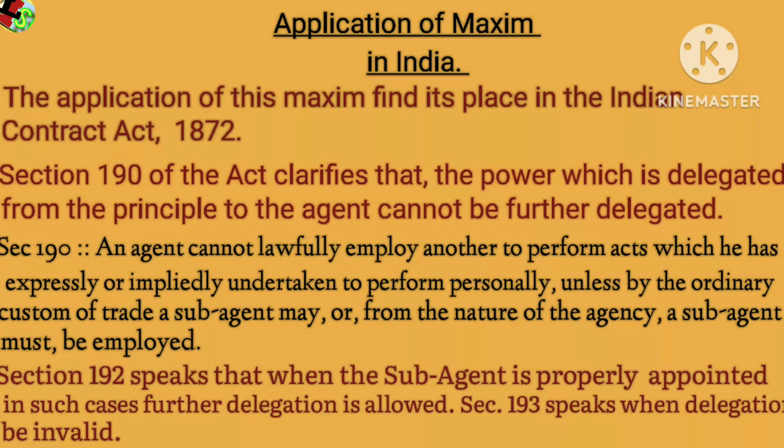Application in Indian law. The application of this maxim is rooted in section 190 of the Indian Contract Act 1872. The said section clarifies that the power which is delegated to the agent from the principal cannot be further delegated. Section 192 of the said Act explains that when the sub-agent is properly appointed, further delegation is valid, and in section 193, when the sub-agent is not properly appointed, such further delegation is invalid.